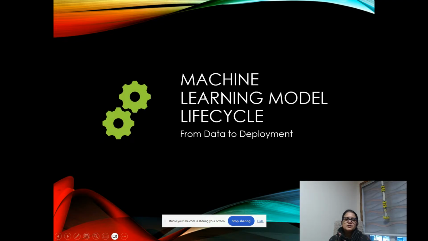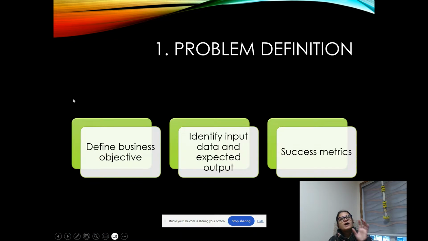All right. So, machine learning model life cycle: from data to deployment. I'm going to tell you the main steps which you are going to follow when you are preparing your model. So the very first step is problem definition.